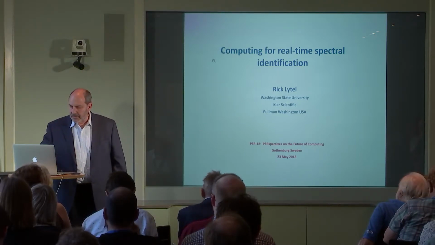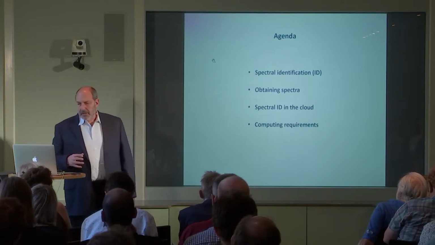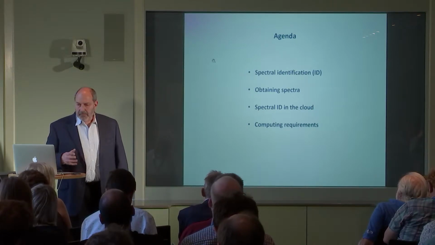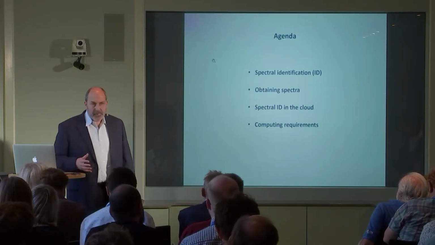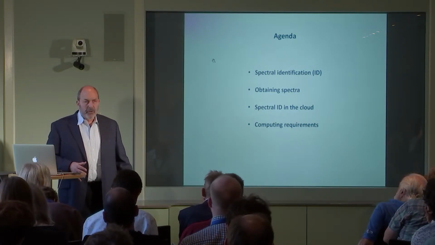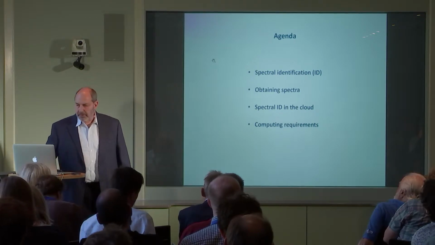So let me tell you a little bit about this. I'll go quickly. Spectral ID is a new thing. It's basically a way to identify something. I'll show you how it works and how to obtain spectra, and then how to use it with the cloud to figure out what things are. And what kind of things will that be? I'll tell you a little bit about that too.